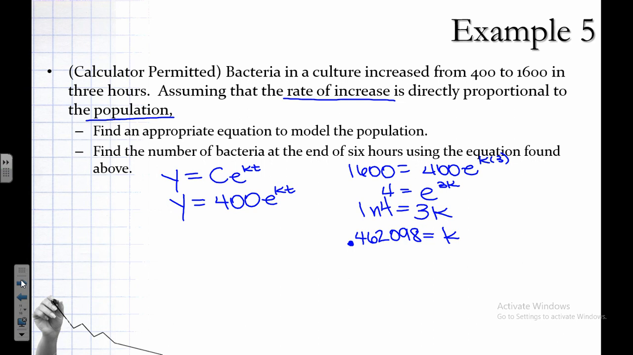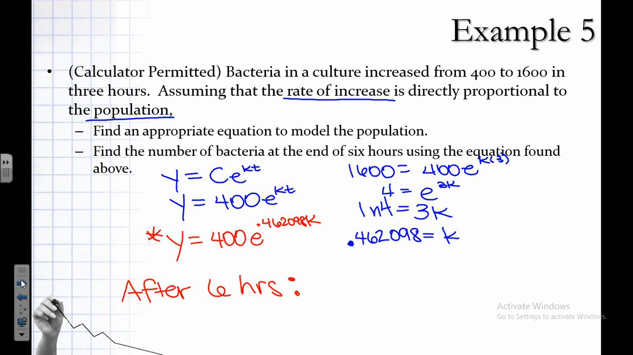Okay? So then our model is y equals 400 e to the 0.46209 t. And if we wanted to know the number of bacteria at the end of 6 hours, we would plug in 6. I'll let you do that. That should not be k. That should be a t.